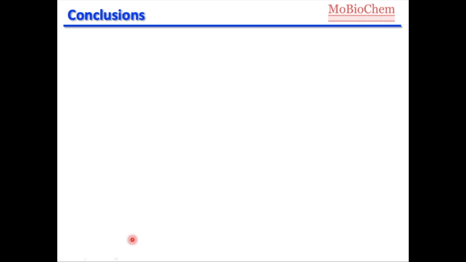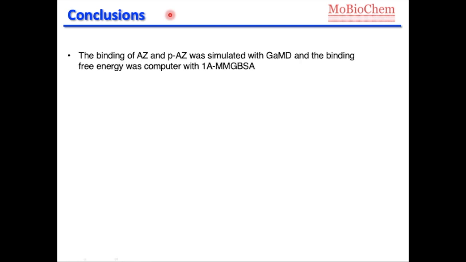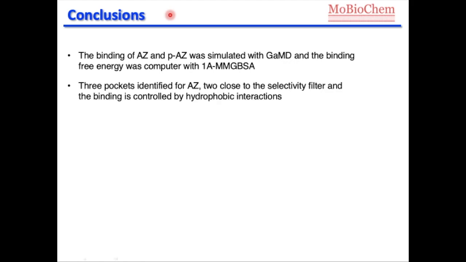Now to conclude, molecular photoswitches have been developed over the last decades in the field of photopharmacology to enhance the selectivity of medical treatments with the help of the high spatiotemporal resolution that can be achieved with light. In this work, the binding of azobenzene and p-diaminoazobenzene was simulated with an enhanced sampling method called Gaussian-accelerated molecular dynamics, and the binding free energy was computed with MM-GBSA. First, 3 pockets were found for azobenzene, 2 of those close to the selectivity filter, and the binding of azobenzene, as we saw before, was largely controlled by hydrophobic interaction.